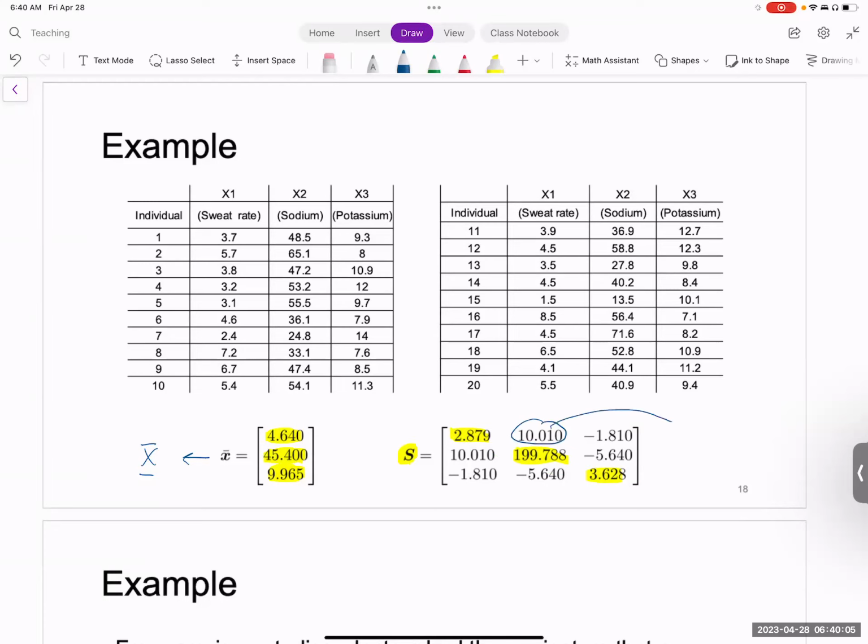value, for example this one, this is S1,2, the sample covariance between X1 and X2. And then you will use the formula that we had discussed before. Again, you don't have to compute this for the exam. I will provide you these numbers.